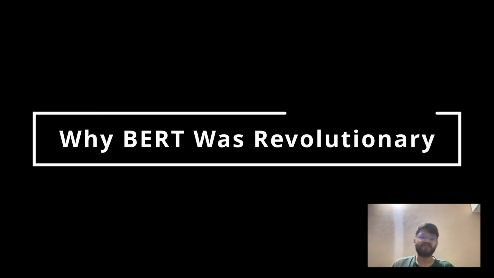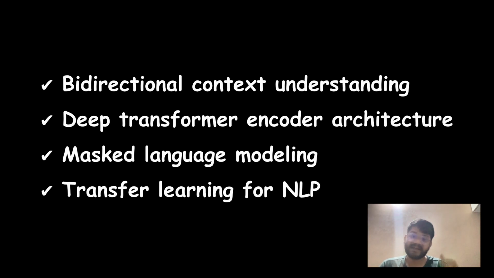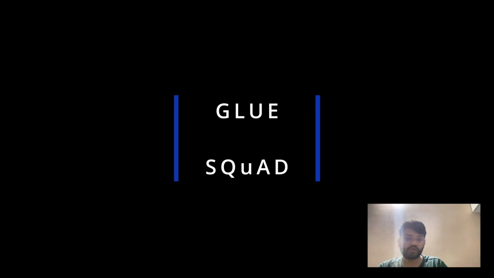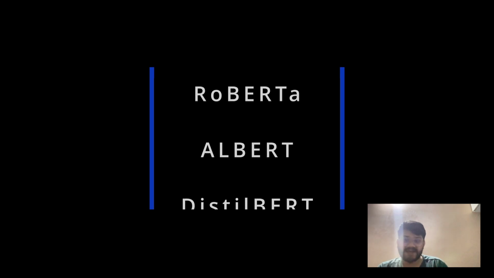So why was BERT revolutionary? BERT changed NLP because it introduced bidirectional context understanding, deep transformer encoder architecture, masked language modeling, and transfer learning for NLP. This dramatically improved benchmarks like GLUE and SQuAD, and it influenced many later models including RoBERTa, ALBERT, and DistilBERT.